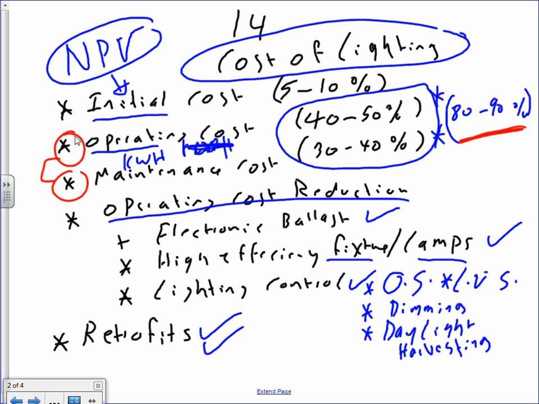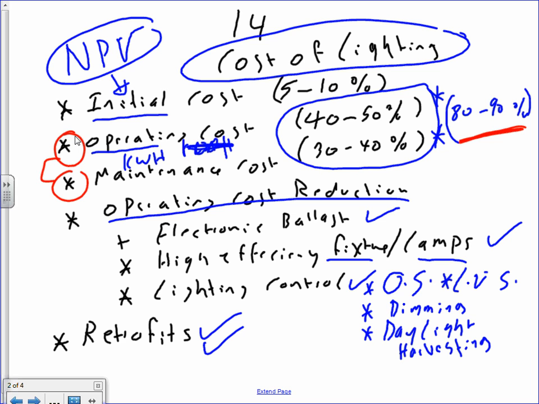Anyway, so to cut your operating costs, these are the three measures that you have: electronic ballasts, high efficiency fixtures and lamps, and lighting control, some means of a lighting control system. Can I have a thumbs up, Chad? We understand that one. Now, with all this, this will come into your operating costs.